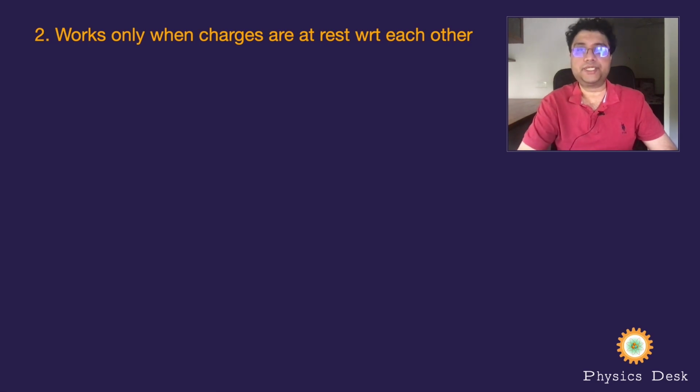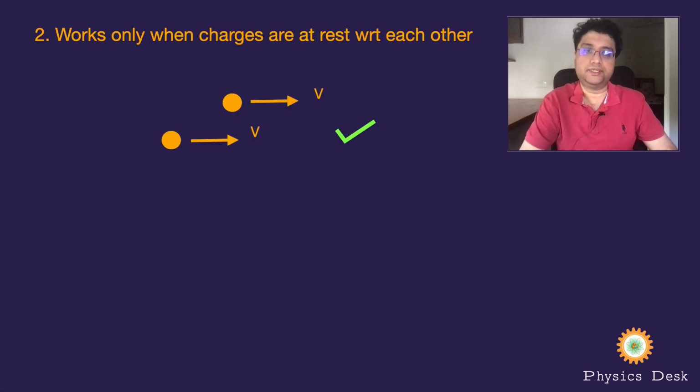The second limitation of Coulomb's law is that it works only when the charges are at rest with respect to each other. So I repeat, Coulomb's law works only when charges are at rest with respect to each other. Suppose there are two charges having the same velocity v with respect to a static reference frame, then these objects are still at rest with respect to each other. Therefore, Coulomb's law is valid.